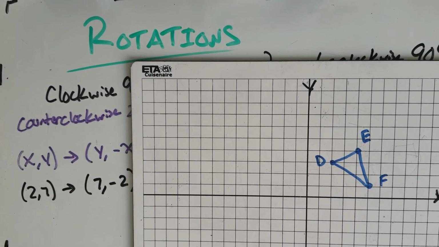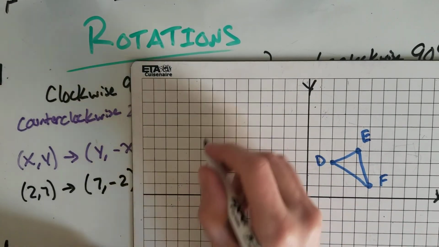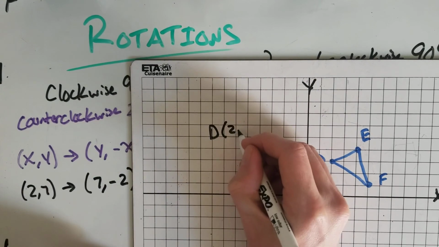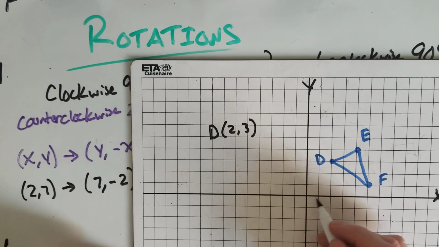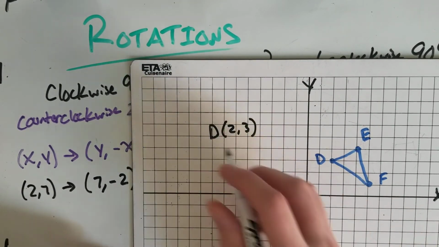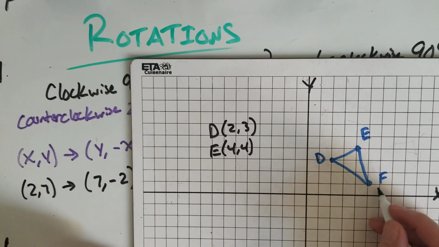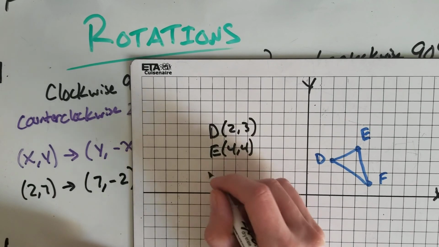When you're doing rotations, it's good to list your points. So I'm going to write D. D is 2, 3. E is 1, 2, 3, 4. E is 4, 4. And F is 1, 2, 3, 4, 5, 1.